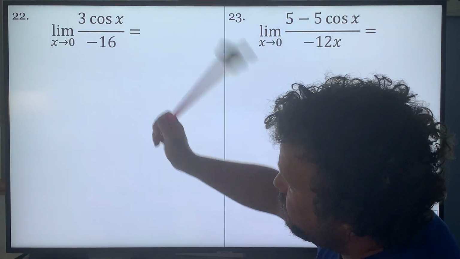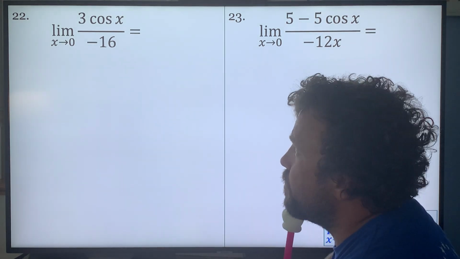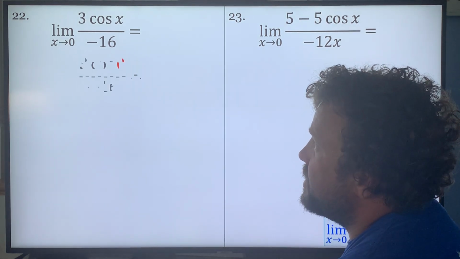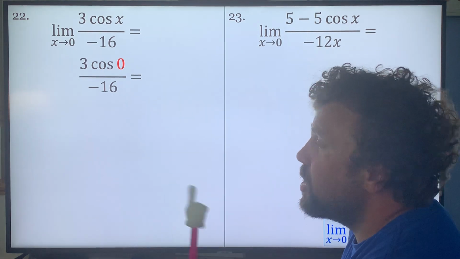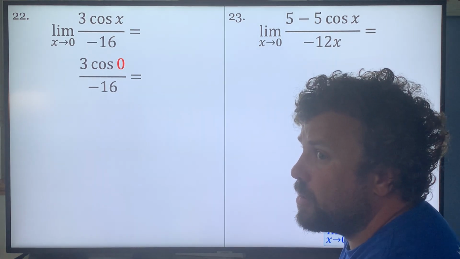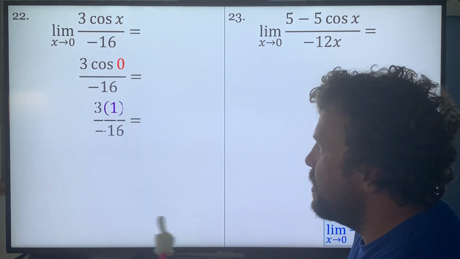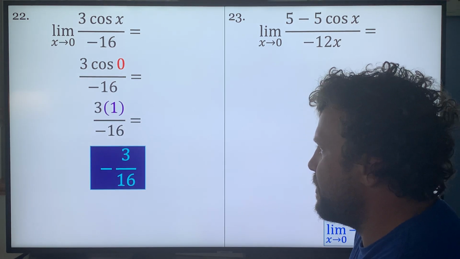All right, limit. Oh, just plug in the 0. That's pretty easy. Cosine 0. And remember, you should know that one off the top of your head. It's 1. 3 times 1 divided by 16 is negative 3 over 16.